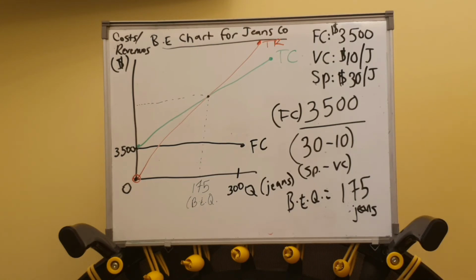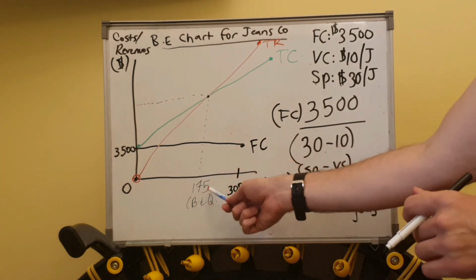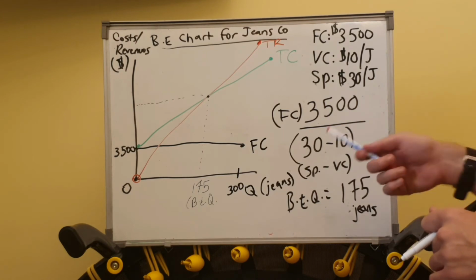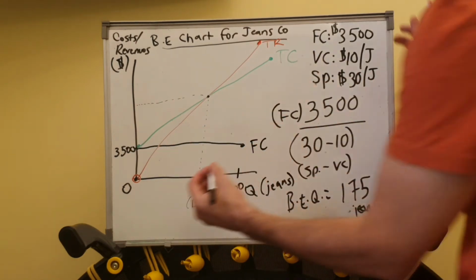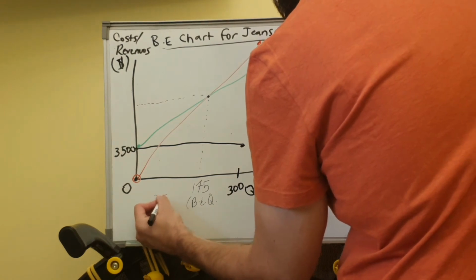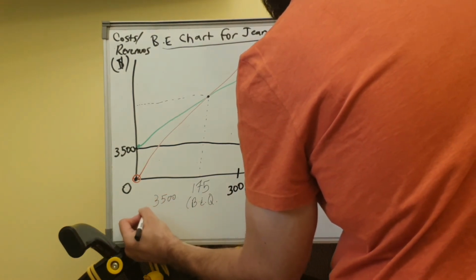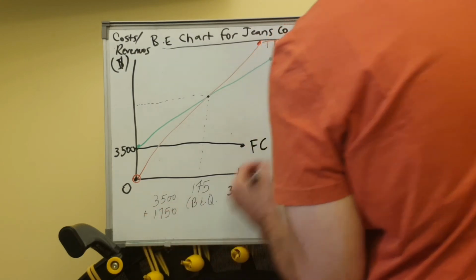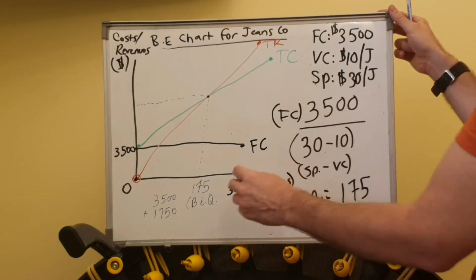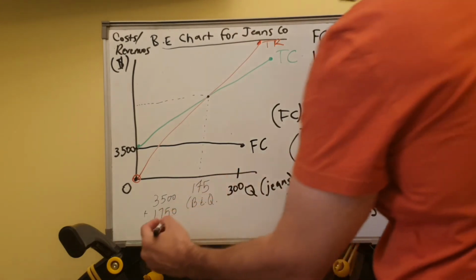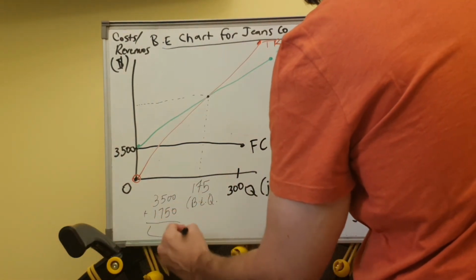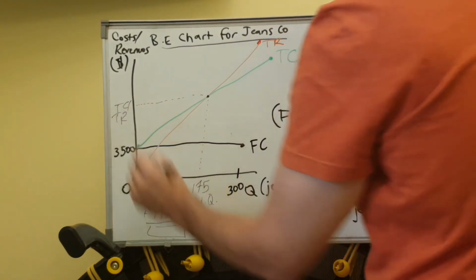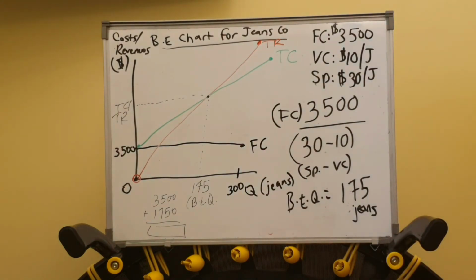So to calculate your total cost, you would have to take 175 times your variable cost, which is $17.50, and then add that to your fixed cost, which is right here. I'm not going to do the math because I'm lazy, but 35 plus the total cost is 1,750. It was just literally $10 per jeans times 175 jeans sold, and then those together would give you this number right here, your total cost or total revenue. So that's your break-even quantity.